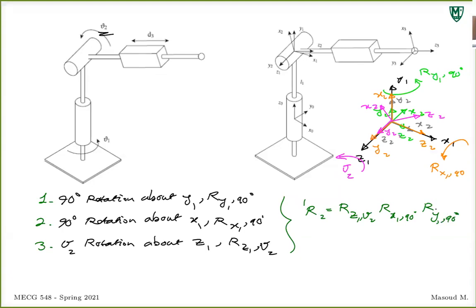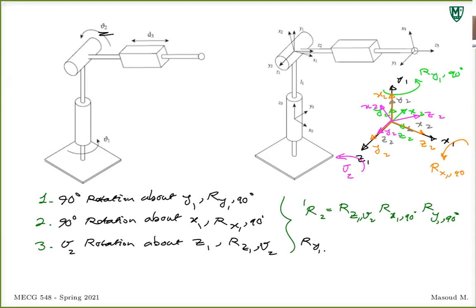Do it 2 by 2. All of them are 3 by 3 matrices. So you do X1 90, Y1 90 degrees, and then do Z1 V2. I don't know if you have time. I can try to write the matrices here just to remind you.